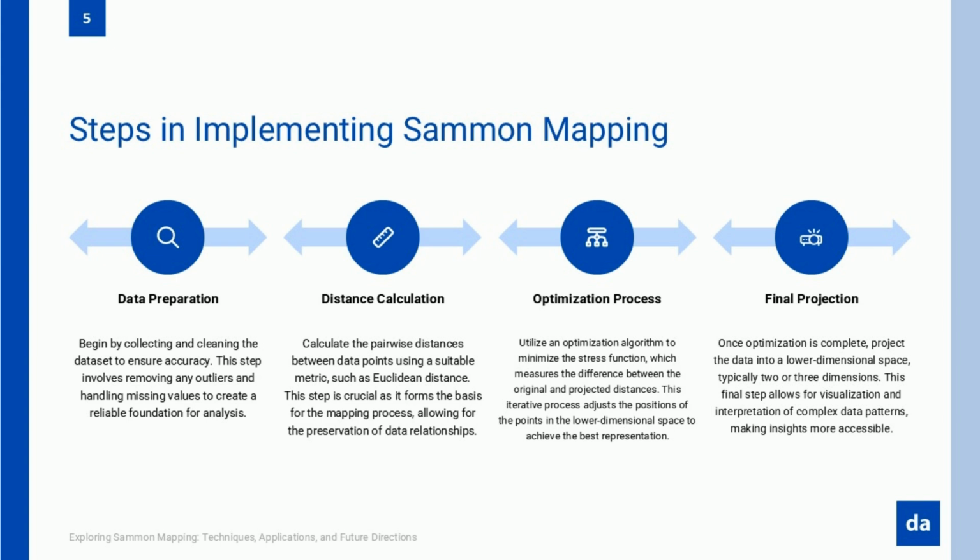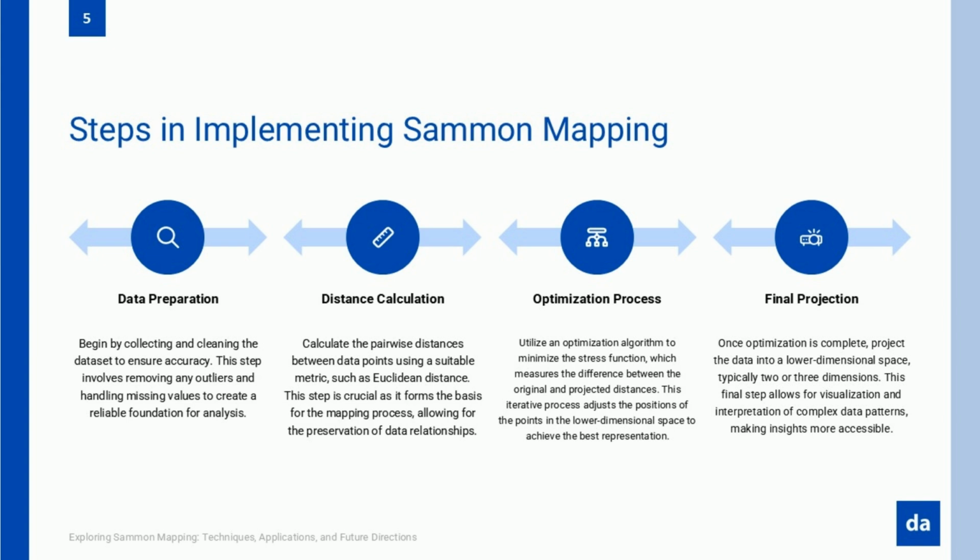Once we have our distances, we initialize the lower dimensional representation, often with random placement or using another dimensionality reduction technique as a starting point. The closer this starting position is to the optimal layout, the better the final result. Then we apply the optimization algorithm, typically gradient descent, to iteratively adjust the positions of the data points. The goal is to minimize the stress function, ensuring that the mapped distances closely match the original.